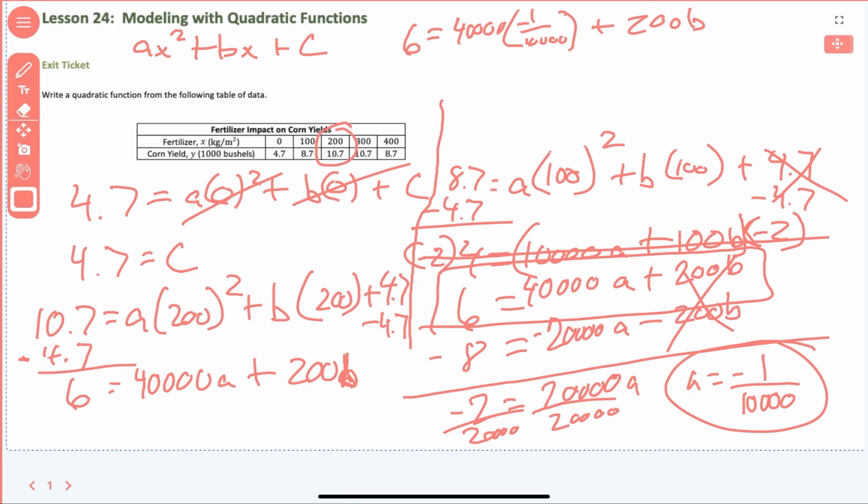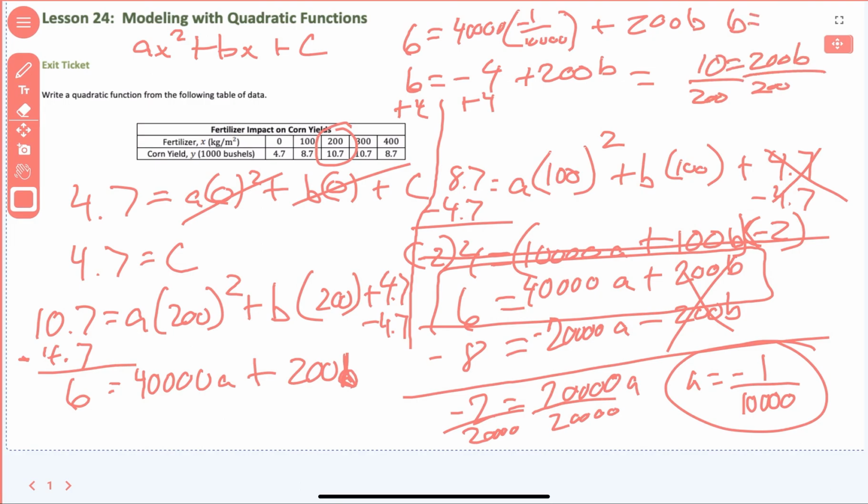That is 6 is equal to a negative 4 plus 200b. Everybody tracking? Add 4, add 4. Now we have 10 equals 200b. Divide by 200, divide by 200, and b is equal to 1/20. Why is it 6 equals? Because that's what our problem was down here.